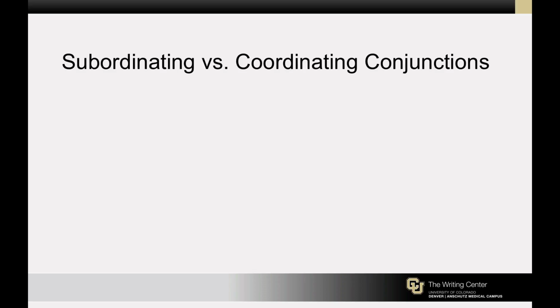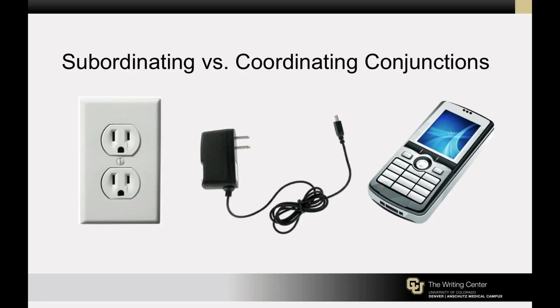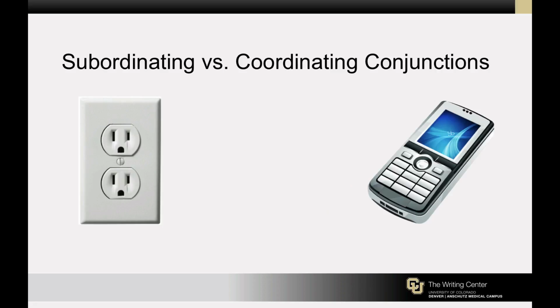Because the term subordinating conjunction sounds so similar to coordinating conjunction, they can easily be confused. To understand the difference between the two, we'll use another metaphor. Let's say we have a power outlet and a cell phone. Think of these as two independent clauses. We can choose to join the cell phone and power outlet with a charger. Think of this as a coordinating conjunction. But if we unplug the charger, both the outlet and the phone will still function properly. Similarly, if we unplug a coordinating conjunction, disconnecting one independent clause from another independent clause, the two clauses can stand on their own and function independently.